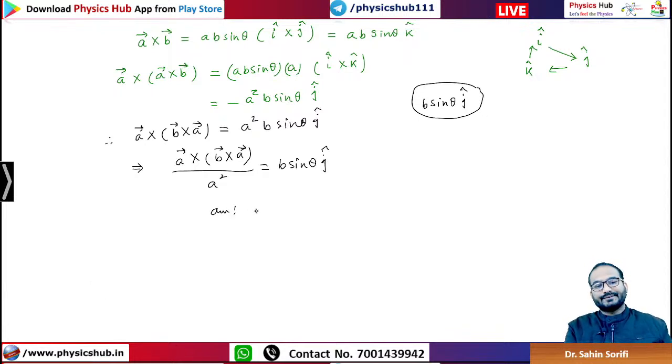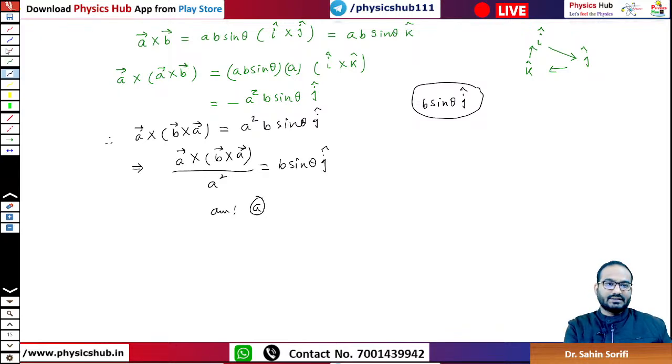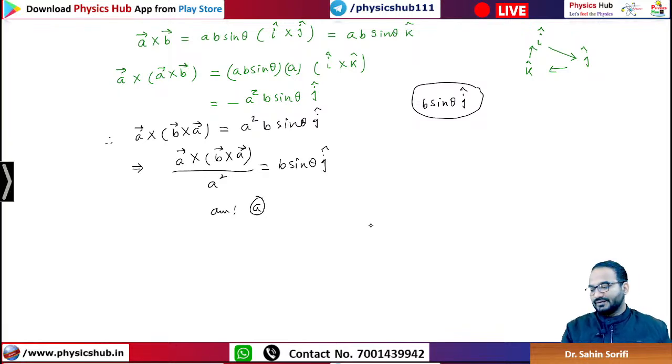So a beautiful question came in the CSIR-NET examination. That is why practicing previous year questions is very important. It gives you some really standard problems.